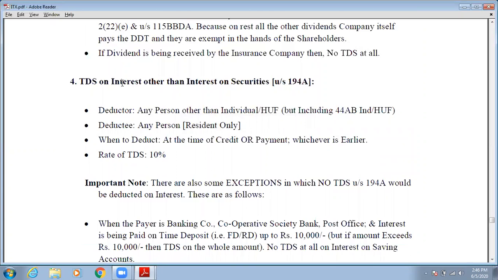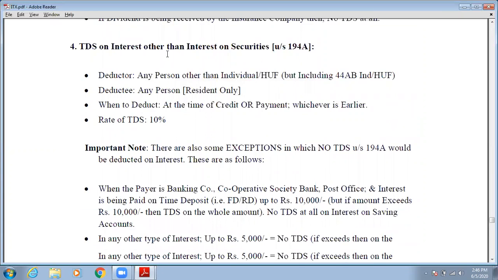The next is TDS on interest other than the interest on securities. If you are paying an interest amount other than the interest on securities, then what will be the rate of deduction? Who will be the deductor? Who will be the deductee? So who will be the deductor? Any person other than individual and HUF, but including 44A individual and HUF.